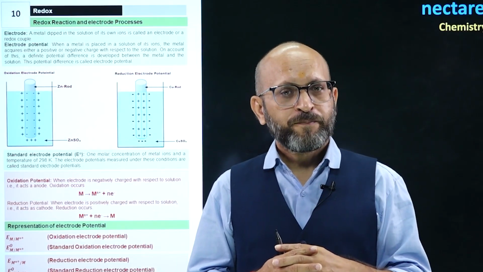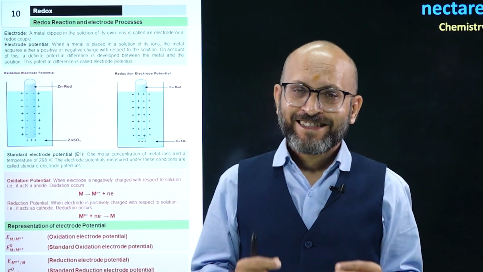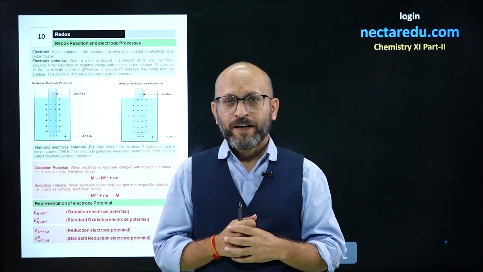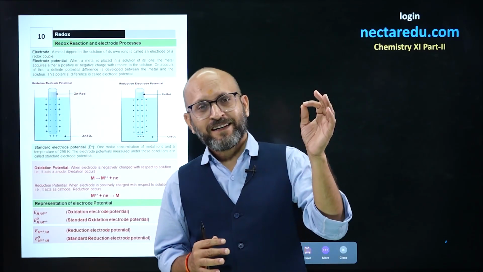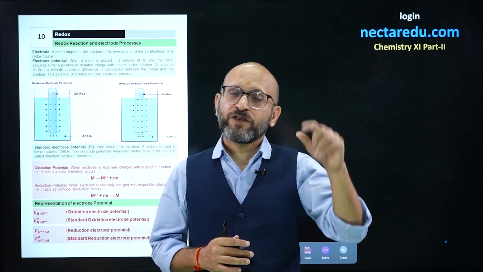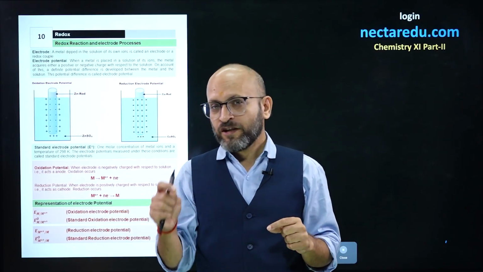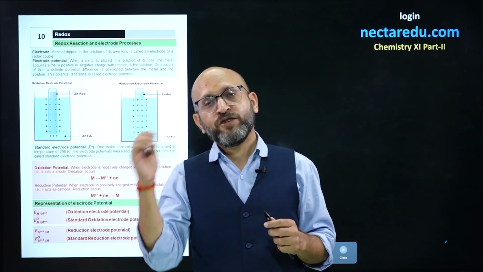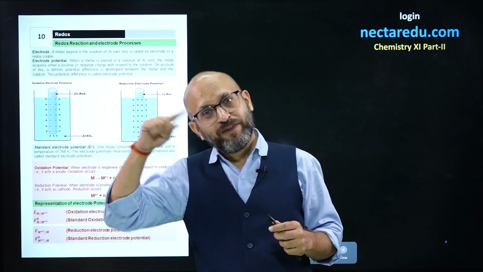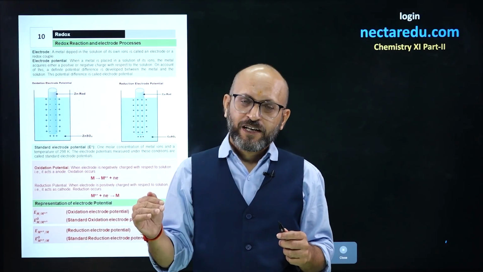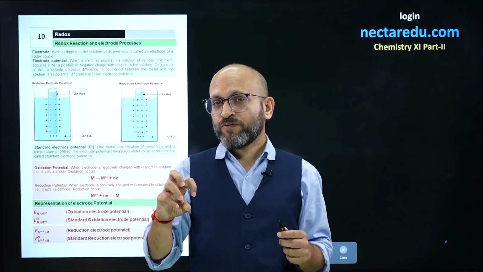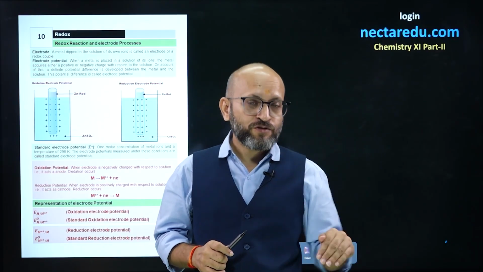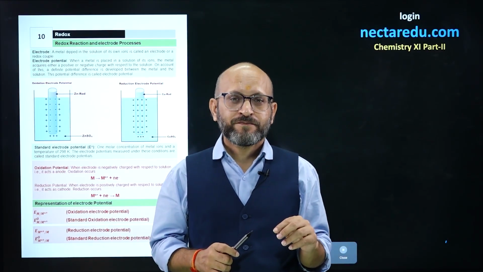What does it tell us about? Electrode potential usually tells us about the tendency to gain electrons or the tendency to lose electrons. If the reduction potential of a metal is more, that means its tendency to get reduced is more. If the reduction potential of a metal is less, its tendency to get reduced is less, so that metal will get oxidized. Reduction potential less means it wants to oxidize, not reduce. If reduction potential is more, it wants to get reduced, not oxidize.